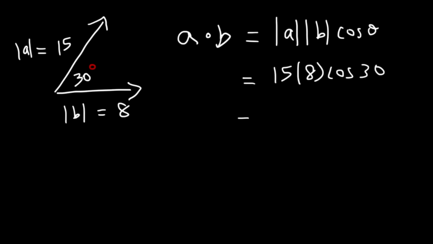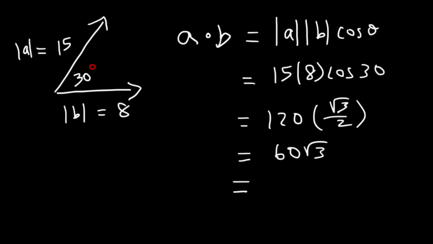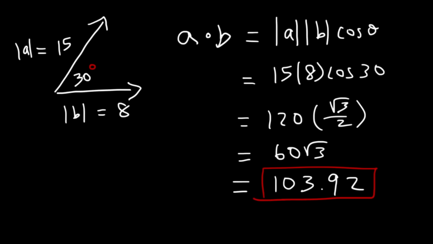15 times 8, that's 120. Cosine 30 is the square root of 3 divided by 2. 120 divided by 2 is 60. So it's equal to 60 root 3. And as a decimal, that's about 103.92. So that's the dot product of those 2 vectors. That's how you can find it if you have the magnitude of the 2 vectors and the angle between them.